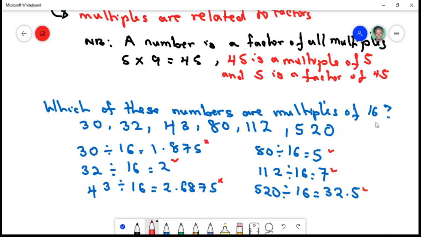So the numbers that are multiples of 16 are the ones that 16 can divide exactly, without a remainder or decimal. So you have 32, 80, and 100 and 2.